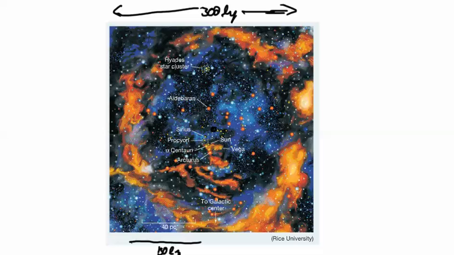You can see the sun here, and here's the center. I should draw those in different colors. Yes, the sun here and the center right there. So this is not very far at all. Maybe 10 light years or so.